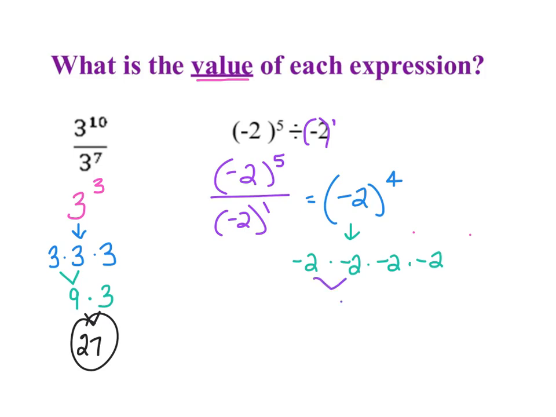Negative 2 times negative 2 is 4. A negative times a negative is a positive. 4 times negative 2 is negative 8. A positive times a negative is a negative. And then lastly, negative 8 times negative 2, negative times a negative is a positive, so I get 16. If you multiplied it out to get your numerical answer in a different way, in a different order, that's totally fine, as long as you got the answer 16.